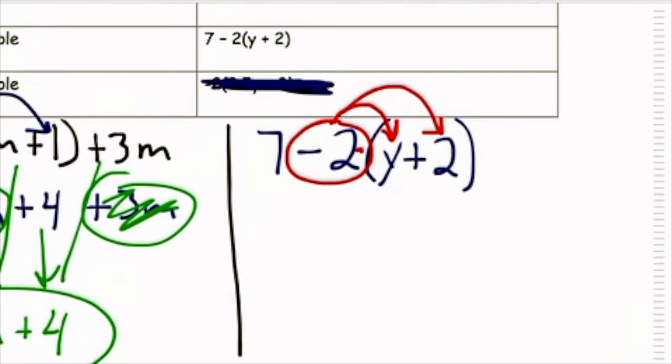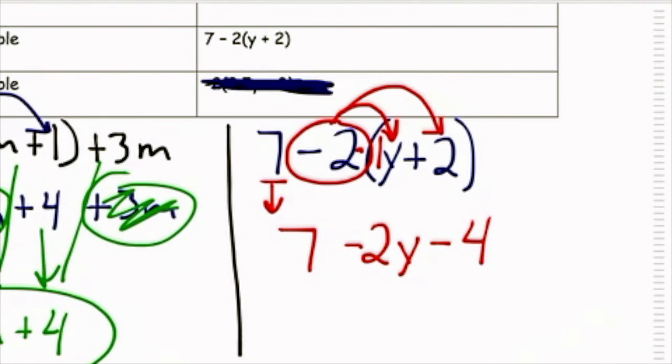Now, notice how I said -2. Yes, that minus I'm going to treat like a negative. So I'm going to multiply -2, not +2, but -2 to both terms. So -2 times y, I'm going to put a 1 there. -2 times 1y is -2y. Then -2 times +2 is -4. Now I will bring down that 7. And now I have 7 minus 2y minus 4.